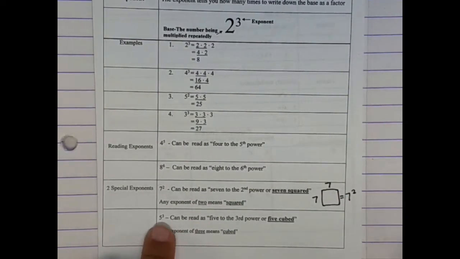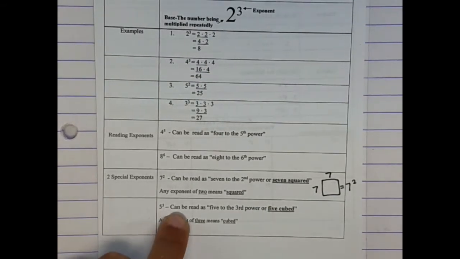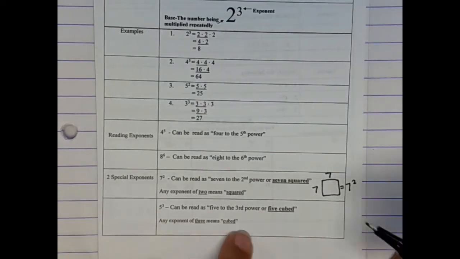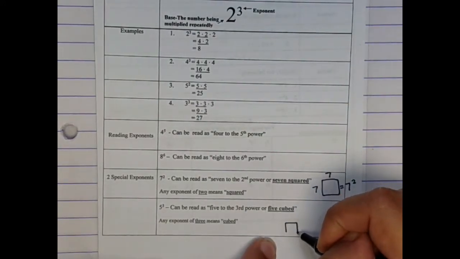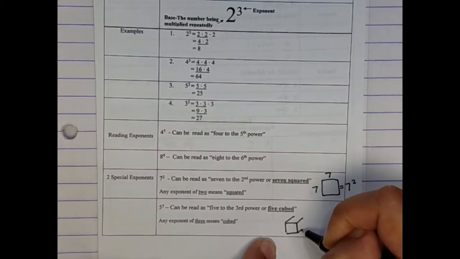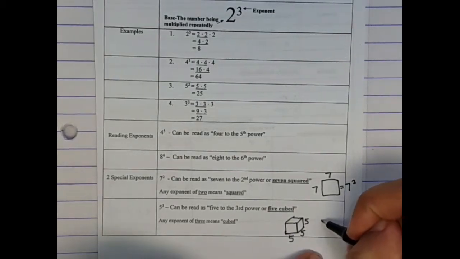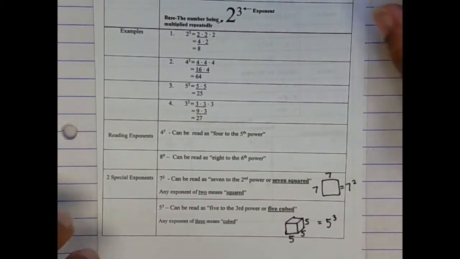Same thing with base of 5 with a 3 as an exponent. You can read it as 5 to the 3rd power or 5 cubed. So any exponent of 3 means cubed. Again, similar to the square. The reason why it's called cubed: 1, it makes a 3-dimensional shape, and 2, a cube has all sides the same, and when you find the volume, you do length times width times height, or base times width times height, however you want to call it, and this would be rewritten as 5 times 5 times 5, which is 5 to the 3rd power, or 5 cubed. So that's where they get the names from.